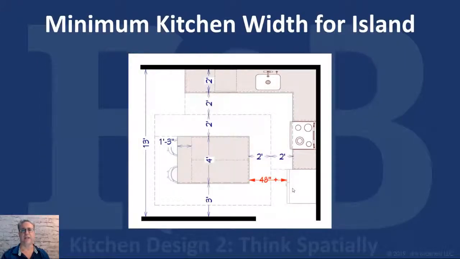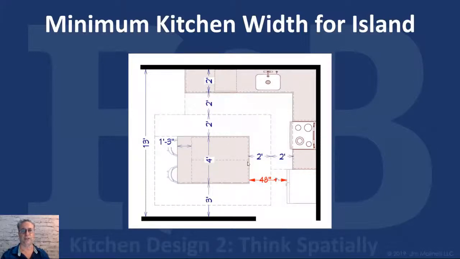So here is a kitchen with an island that is shown. And here you see the 2-foot zone that was required for the L-shaped kitchen cabinetry, and the 2-foot zone that occurs all the way around the island on each side. That's how much space is required by the island.